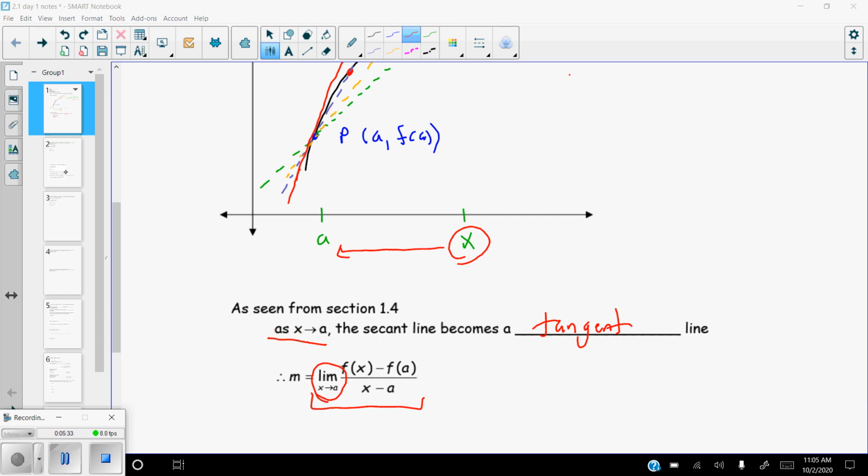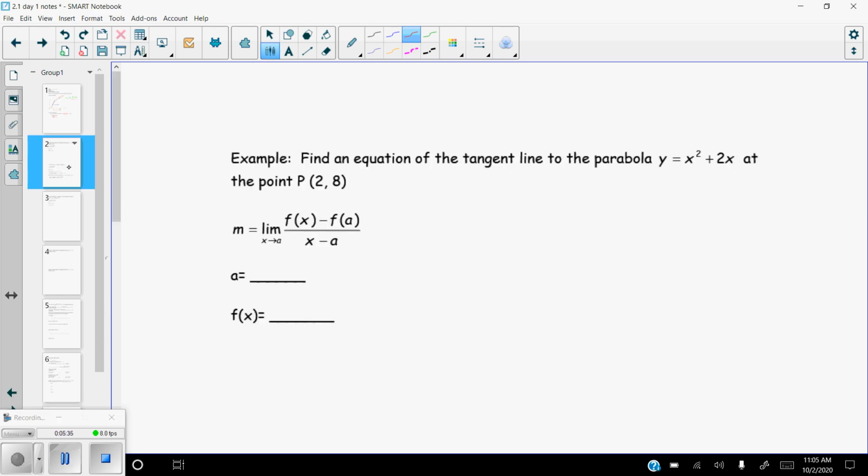All right, so let's go ahead and take a look at how all this works. We want to find the equation of a tangent line to the parabola x squared plus 2x at the point (2, 8). Again, we know the parabola is not linear. A parabola is going to look something like that. I'm not going to draw this one specifically, but it's definitely not linear. So at the point (2, 8), we want to find out what the equation of that tangent line is.